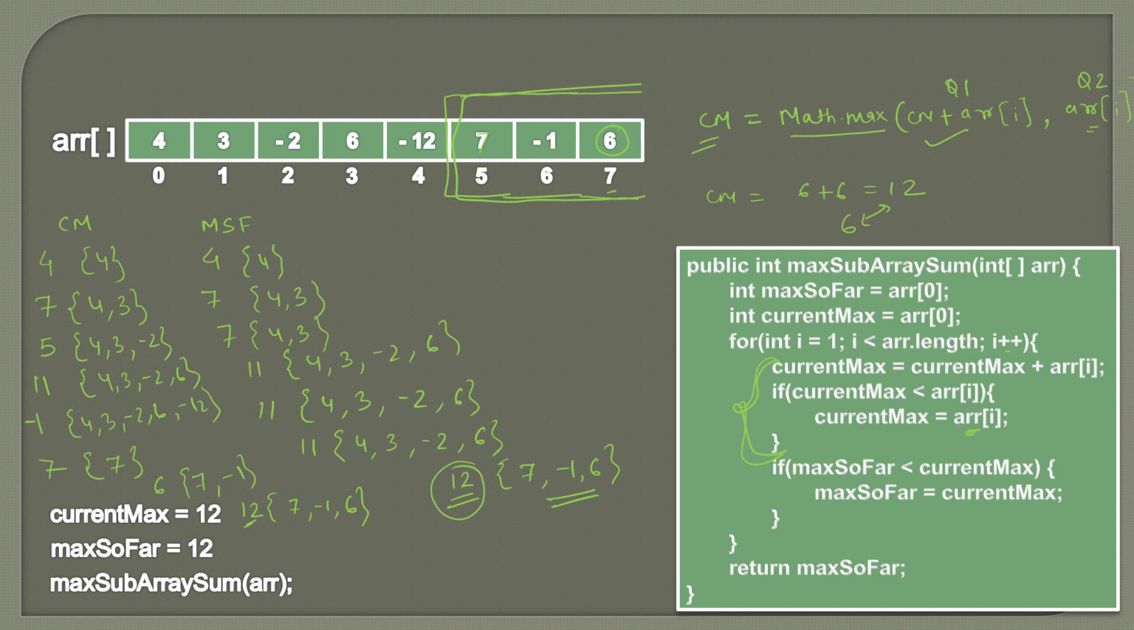So friends, here we saw that there was one subarray 4, 3, minus 2 and 6, which actually gave the sum as 11. So this subarray was max so far for most of the time, and at the end this subarray, whose total sum came out to be 12, became the max so far. So 7, minus 1 and 6, which gave the sum as 12, was the maximum subarray sum, which we finally returned from this method. So friends, this is how the Kadane's algorithm works.